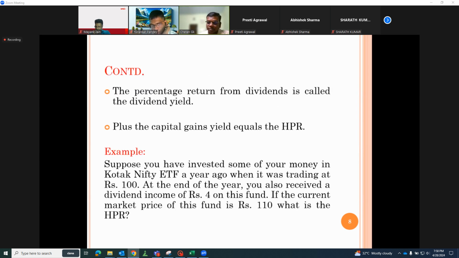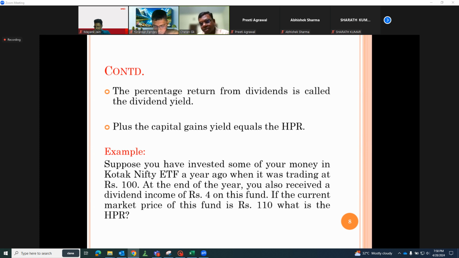Can you compute this? Very, very simple problem. Suppose you have invested some of your money in Kotak Nifty ETF a year ago when it was trading at 100 rupees. At the end of the year, you also received a dividend income of 4 on this fund. If the current market price of this fund is 110, how much is the HPR? 14. Yes, 110 minus 100 plus 4. So 10 plus 4 is 14. 14 divided by 100, 14%. So you need not compute anything in Excel.